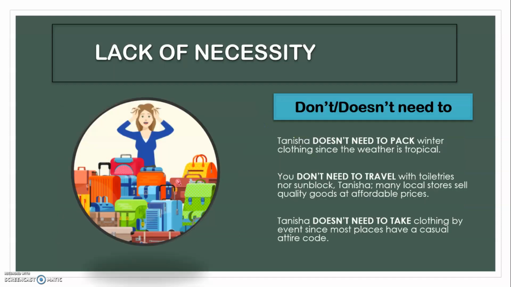Also, to continue with lack of necessity, we have don't or doesn't need to. We are going to use it just as before. We are going to apply the auxiliary verb do, a negative based on the subject. Examples. Tanisha doesn't need to pack winter clothing since the weather is tropical. You don't need to travel with toiletries nor sunblock, Tanisha. Many local stores sell quality goods at affordable prices.